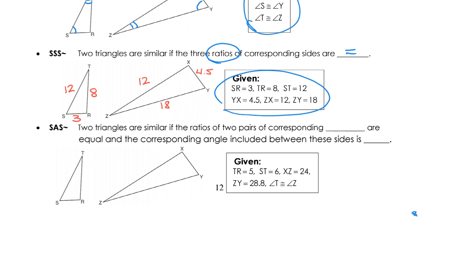Okay, so small in the little triangle is 3. Small in the bigger triangle is 4.5. Okay, medium in the little triangle is 8. Okay, and 12 is the medium side there. Okay, large side here, large side here. So that when we compare, we have to make sure that we're comparing one side from one triangle, one side from the other.